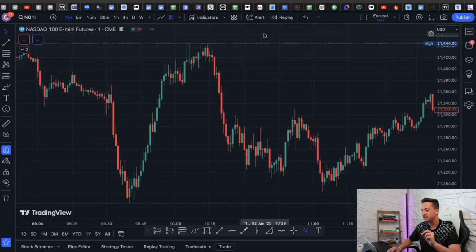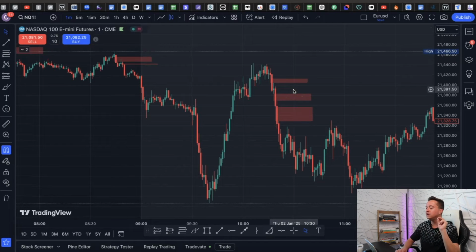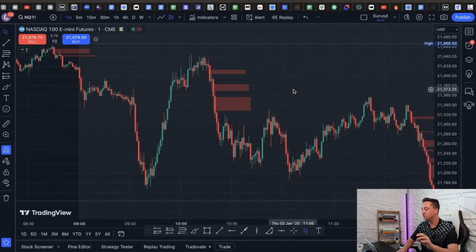I have ES right here, and then I have NQ. I actually prefer NQ to trade because NQ, I'm telling you guys, the NASDAQ, it just has the cleanest setups all the time. And I want to really point something out to you guys. When you're trading, the first thing that you want to be doing is looking at the trend. You want to find a smooth trend.